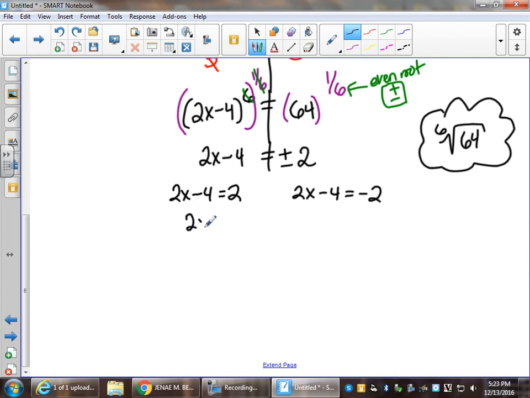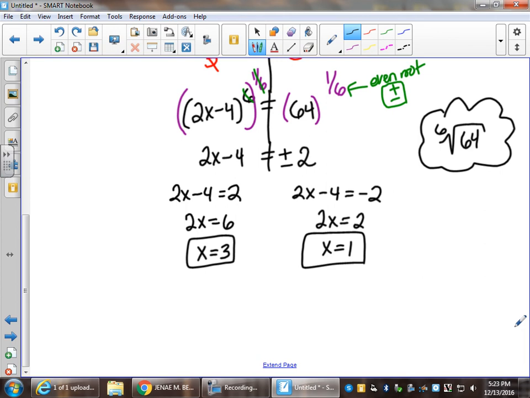Adding 4 to both sides, this becomes 2x equals 6. Divide by 2, we get x equals 3. Over here, I add 4 to this side. That becomes 2x equals 2. Divide both sides by 2, x equals 1. We're finished with number 6. Ready for number 7.